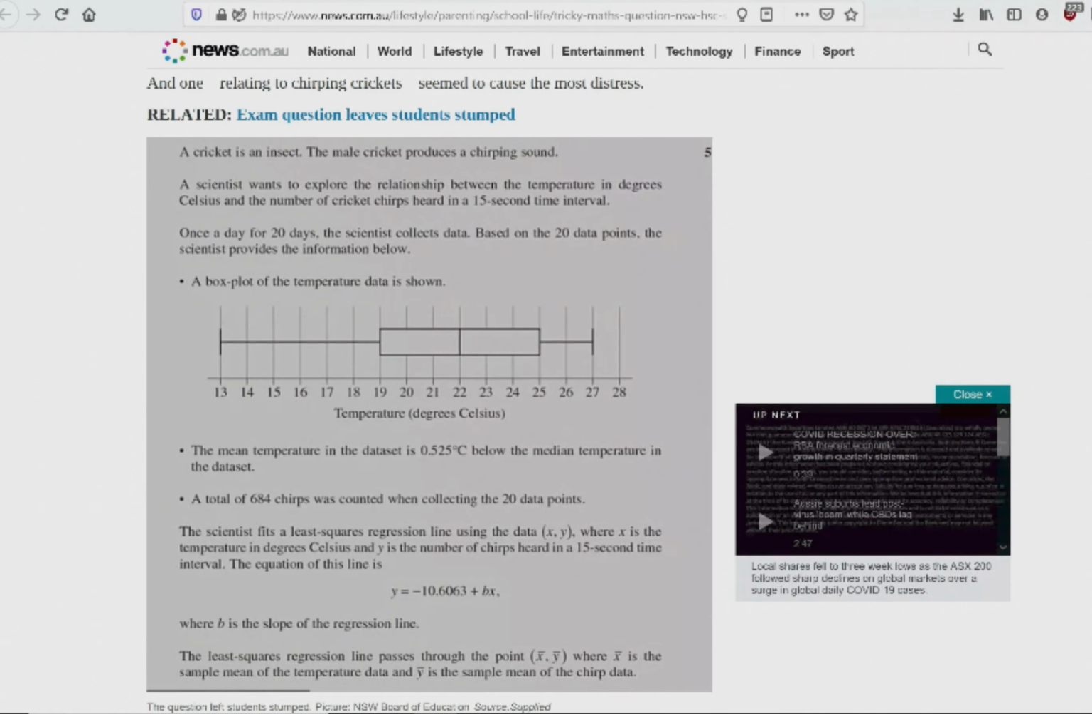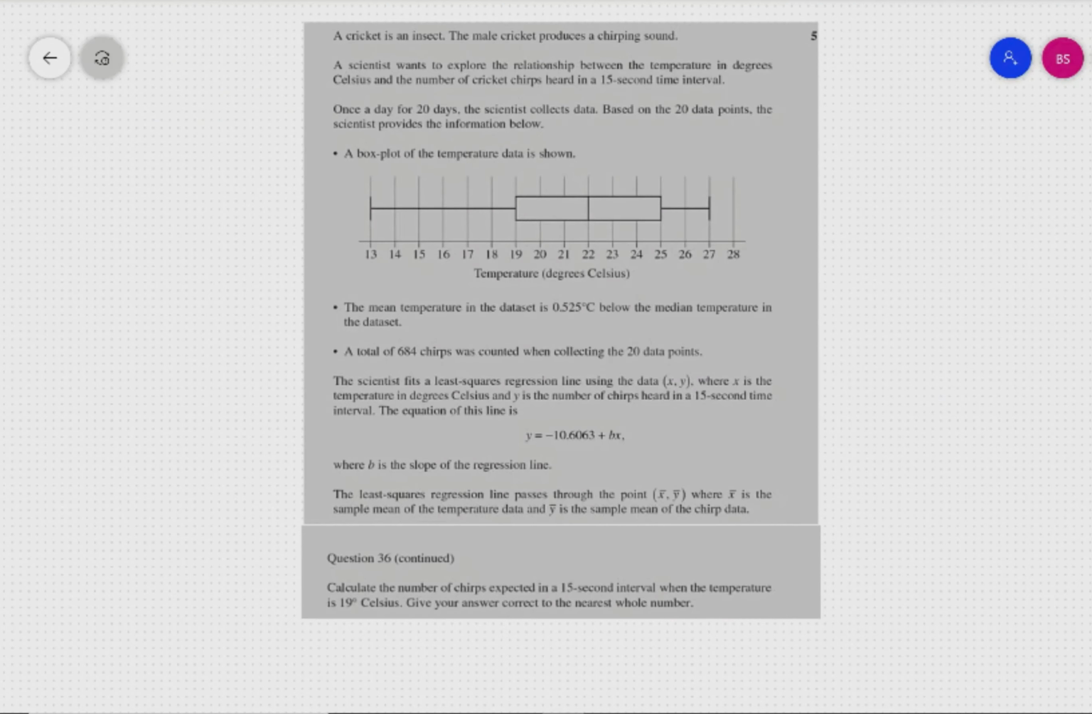This is the question to do with a cricket and how much it chirps, and it's a question based on stats. It's not too difficult, but it covers a broad range of things, so let's work through an example and hopefully you don't get stuck on a similar question in the future. So to begin with, let's read it.